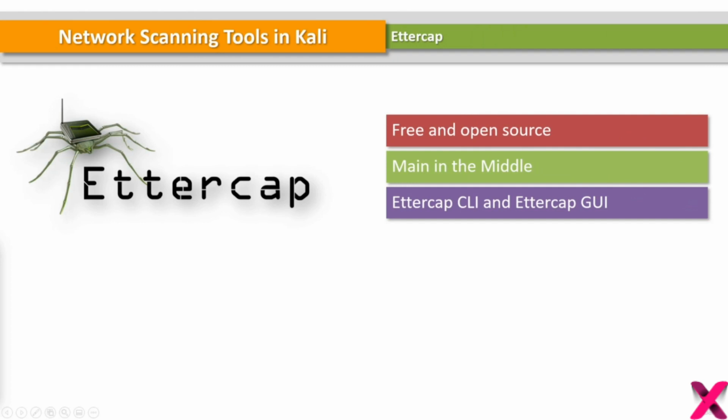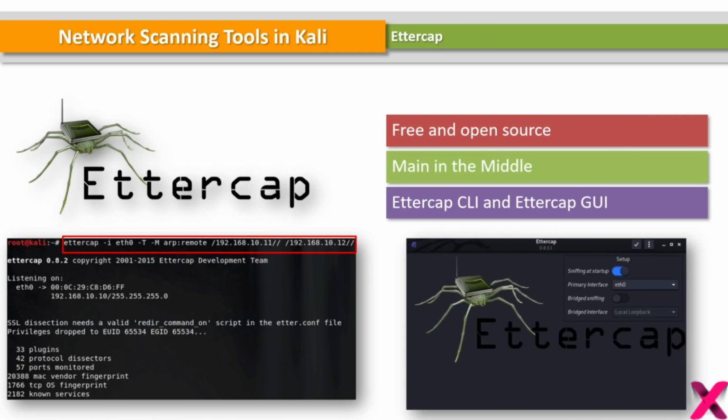Now, it also offers the ability to change traffic or filter traffic, so you can drop packets depending on a specified filter criteria. But it's also a free and open source network security tool for man-in-the-middle attacks on LAN. As a man-in-the-middle attack tool, Ettercap has a capability to run ARP, ICMP, DNS spoofing attacks. Ettercap has both a command line interface version and a graphical user interface version.